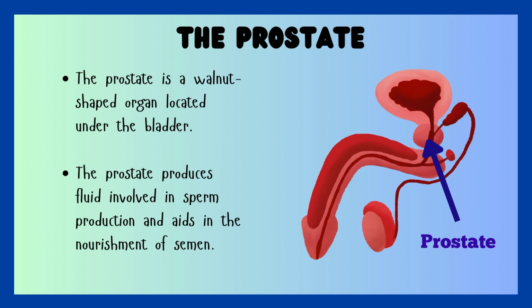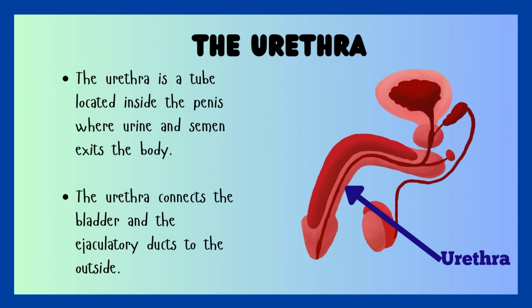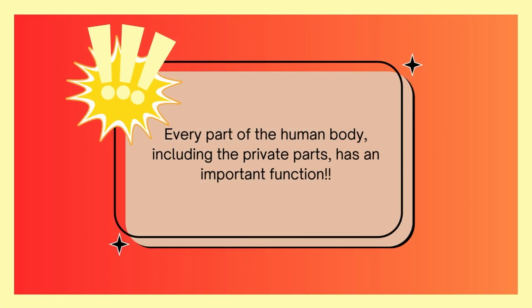The prostate is a walnut-shaped organ located under the bladder. The prostate produces fluid involved in sperm production and aids in the nourishment of semen. The urethra is a tube located inside the penis where urine and semen exits the body. The urethra connects the bladder and the ejaculatory ducts to the outside. Every part of the human body, including the private parts, has an important function.